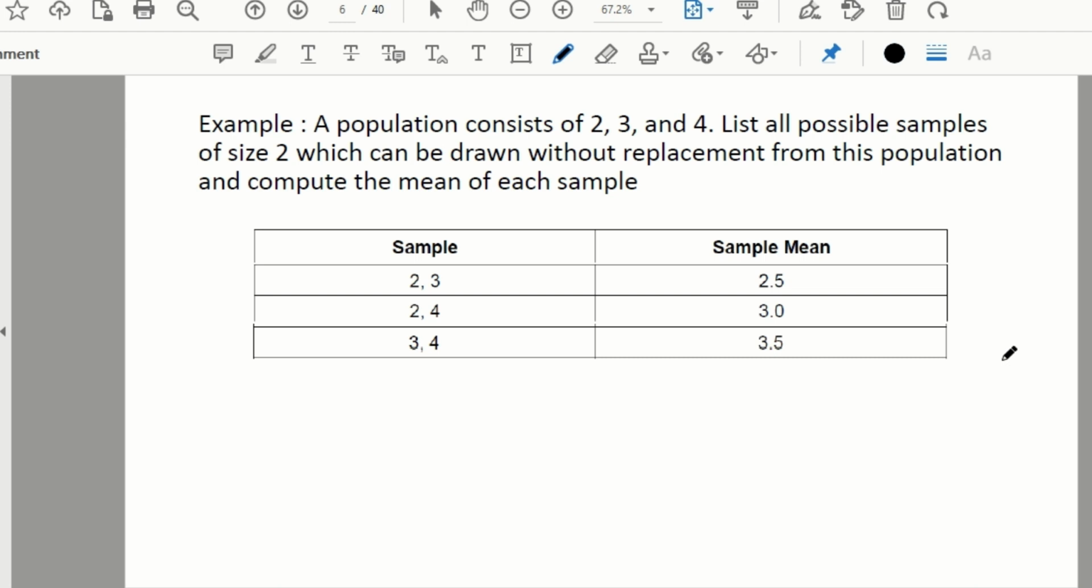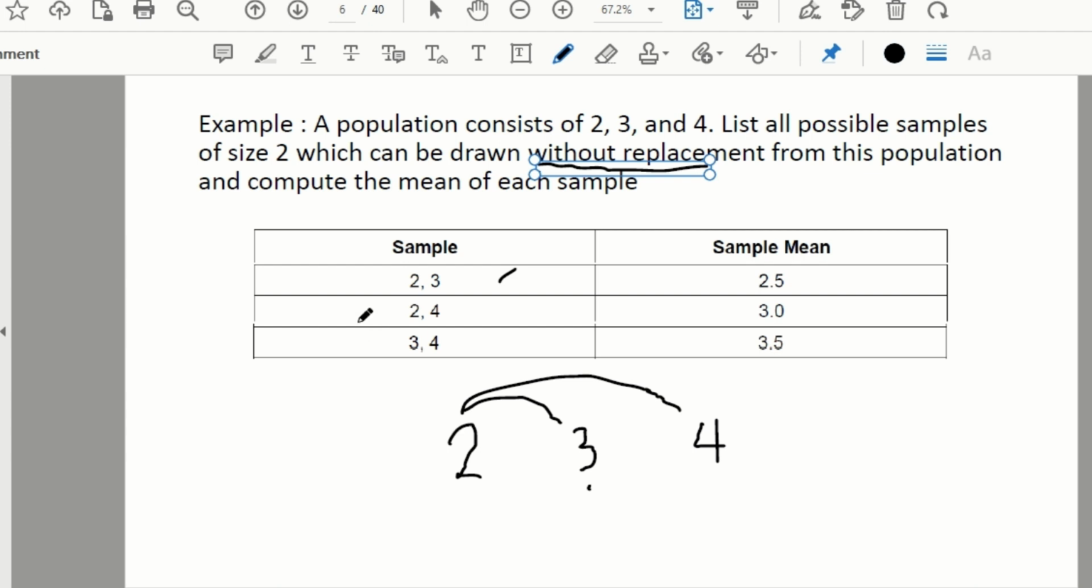Now let's have this. A population consists of 2, 3, 4, so the same data. Then we are asked to list down all the possible samples of size 2 which can be drawn without replacement, meaning the number cannot be repeated. So, we have 2, 3, and 4. 2 cannot be paired to itself because the number cannot be repeated. So, 2 can be paired with 3, and 2 can be paired with 4. Now, next, how about 3?